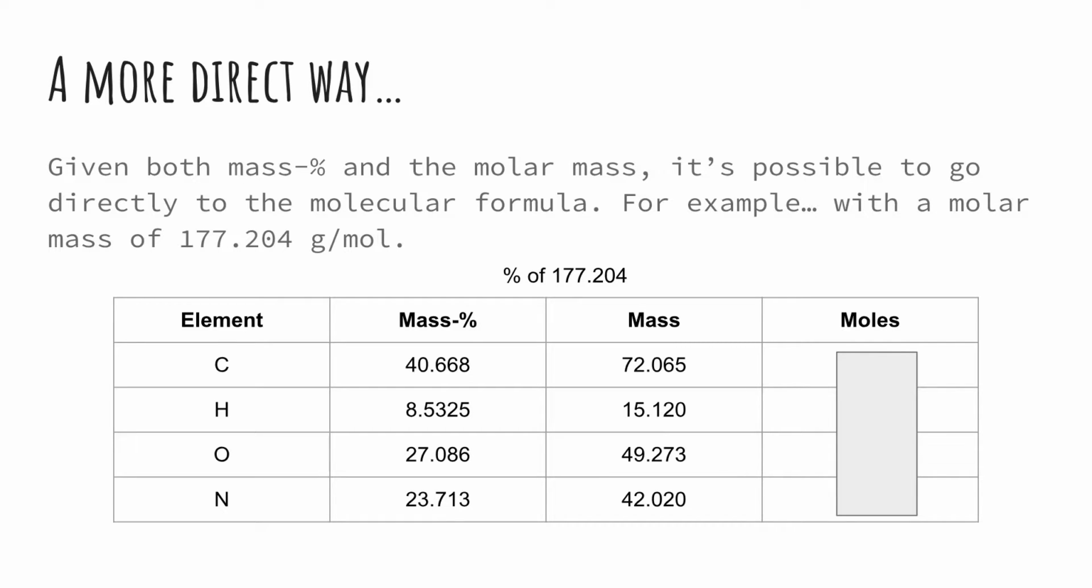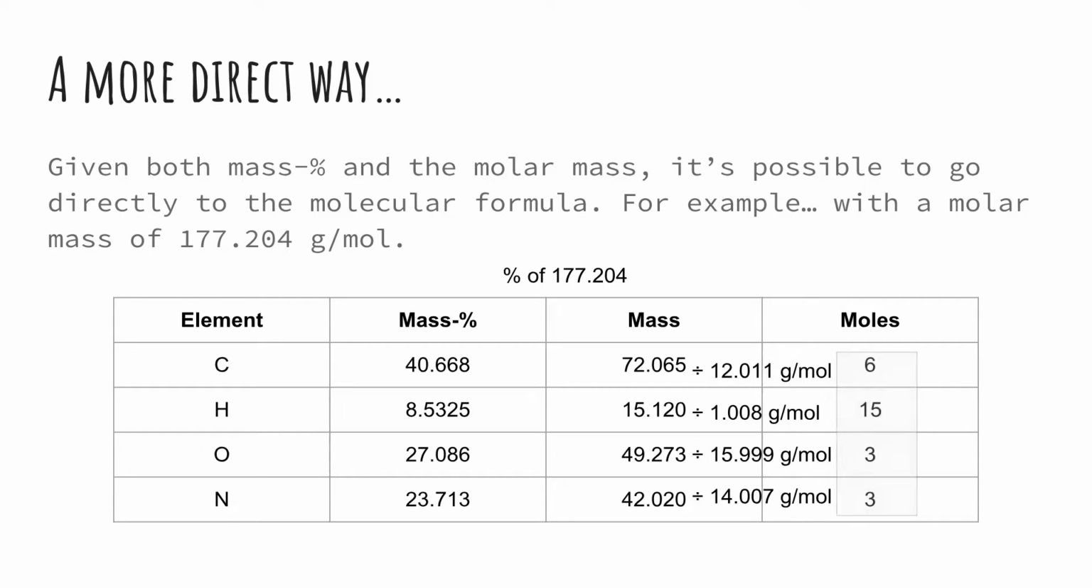And then, just like before, you convert to moles. So 72.065 divided by 12.011, 15.120 divided by 1.008, etc. This will tell you how many moles of each element there are in 1 mole of the compound. Once again, this gives us nice whole numbers, once you account for rounding error. This is the molecular formula directly. You don't need to go through the empirical formula anymore. C6H15O3N3. This time, it's not based on a real compound. I just made this up entirely.